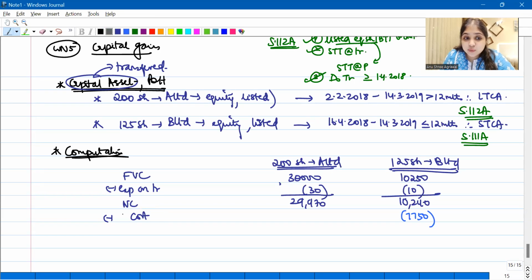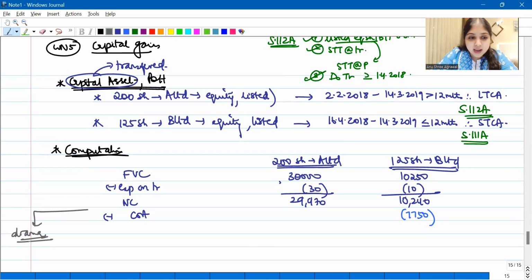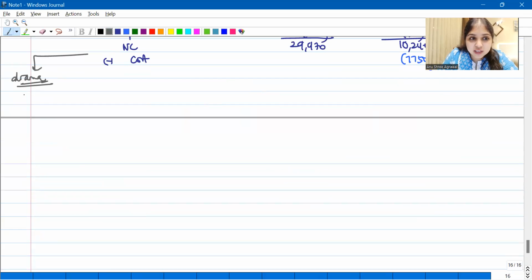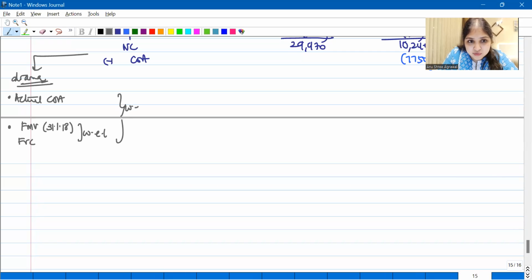112A, cost of acquisition, we have one drama calculation, right? We have to compare cost of acquisition, FMV, FVC, all that we have to compare. Do you know that? I'll give you a quick revision. How are you supposed to calculate cost of acquisition? You will see the actual cost of acquisition. You will compare this actual cost of acquisition with what? With FMV on 31st Jan 2018 and FPC. These two numbers, whichever is lesser, and these two numbers, whichever is higher.